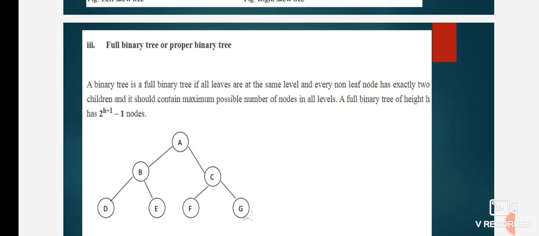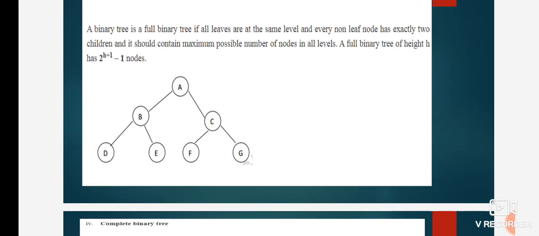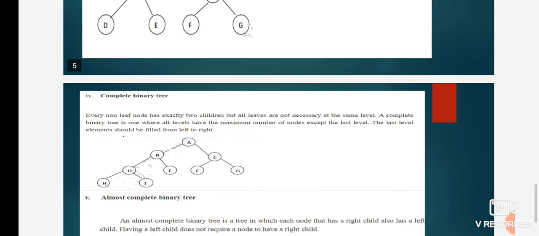Then full binary tree or complete binary tree. A binary tree is a full binary tree if all leaves are at the same level and every non-leaf node has exactly 2 children, and it should contain the maximum possible number of nodes in all levels. A full binary tree of height h has 2^(h+1) minus 1 nodes. So here in this particular tree, all the leaves are at the same level. A has 2 children, B has 2 children, as well as C also has 2 children. So this is the proper binary tree structure.